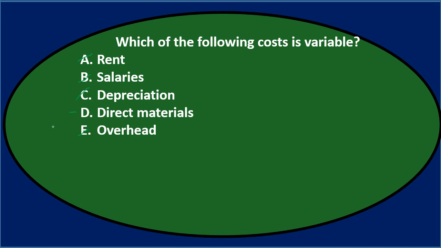Final answer. Which of the following costs is variable? D, direct materials.